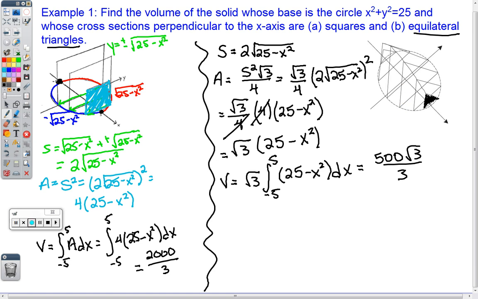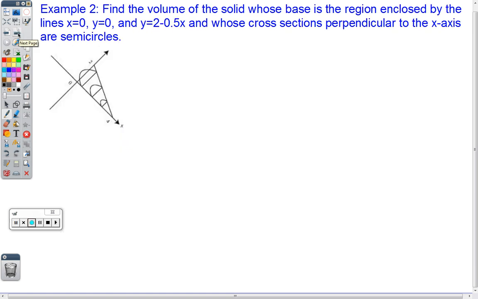Okay. Example 2. Find the volume of the solid whose base is the region enclosed by the lines x equals 0, better known as the y-axis, y equals 0, better known as the x-axis, and y equals 2 minus 0.5x, which is of course the slanty line over there, and whose cross sections perpendicular to the x-axis are semicircles. Okay, so we get this kind of picture right here.